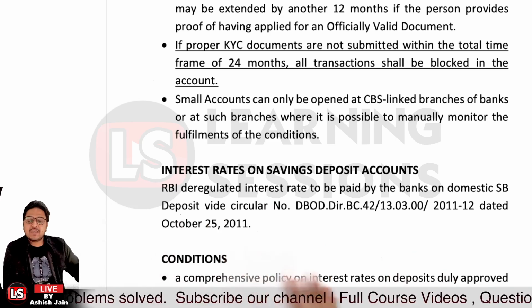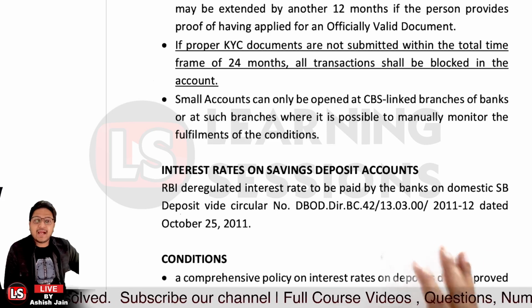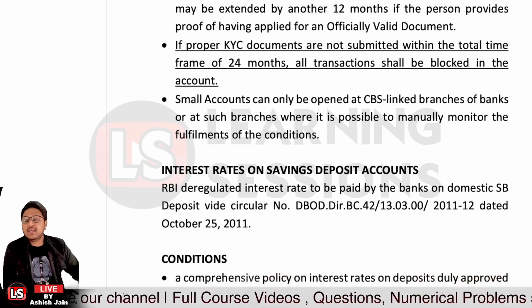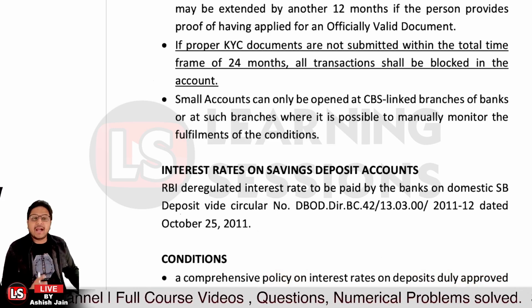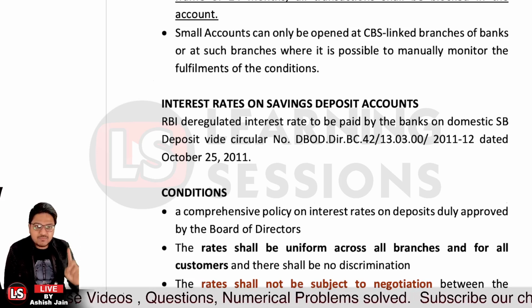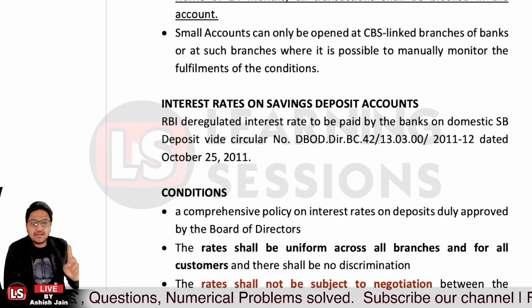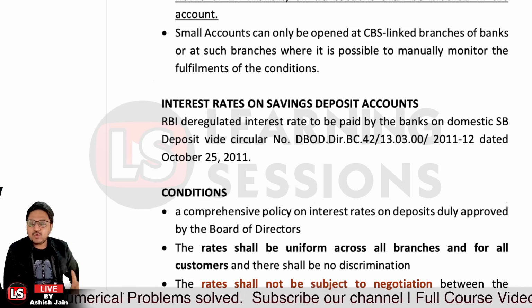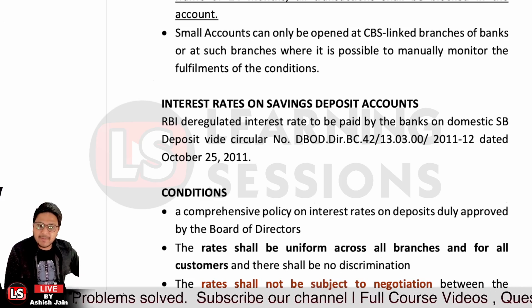And those guidelines were given by the circulars of DBOD, and that was in 2011, in October 2011. And what were the conditions? A comprehensive policy must be there. A bank must have a comprehensive policy related to what interest rate will be paid on deposits, and that must be duly approved by the board of directors of the bank over there.